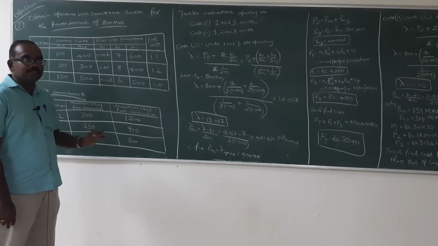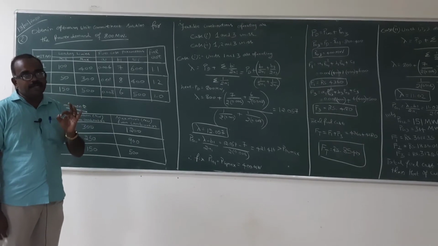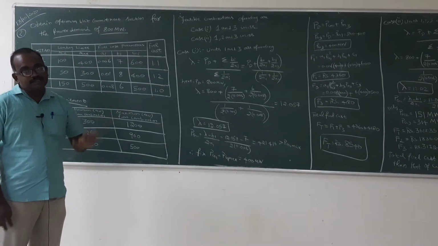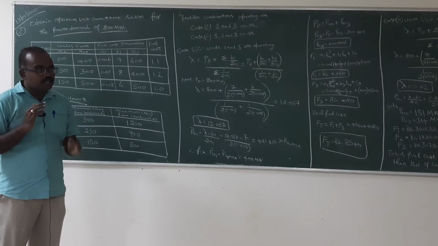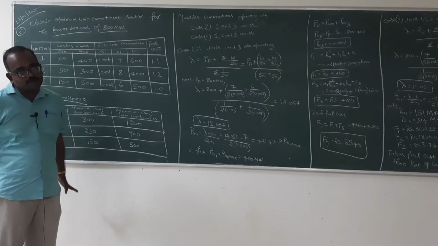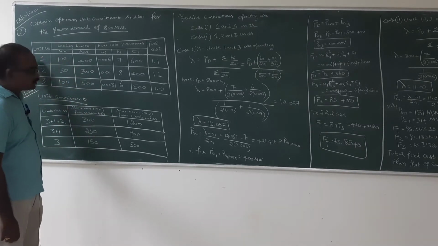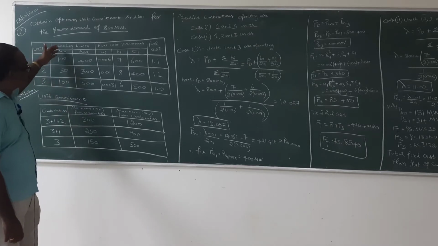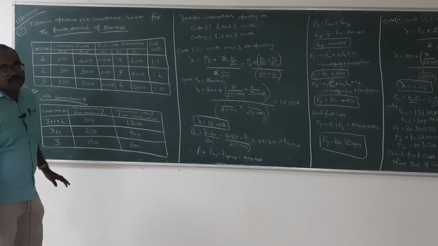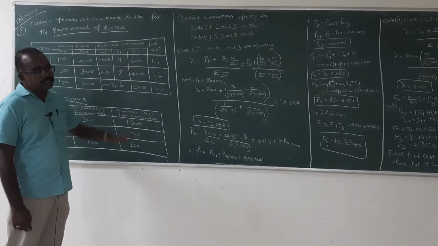What they are asking is, in order to provide the 800 megawatt demand, how efficiently we can commit the units. Commit means how efficiently we can use the individual units. So that is the question. The data are the same: units 1, 2, 3 and their respective loading limits, maximum and minimum limits, and fuel cost parameters. The fuel cost can be represented as Ki.